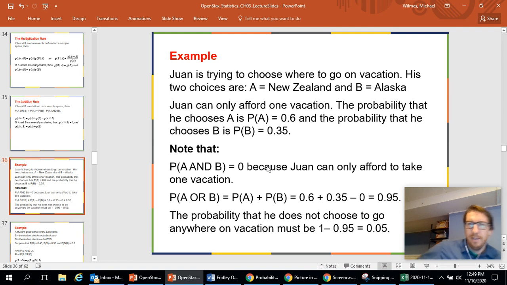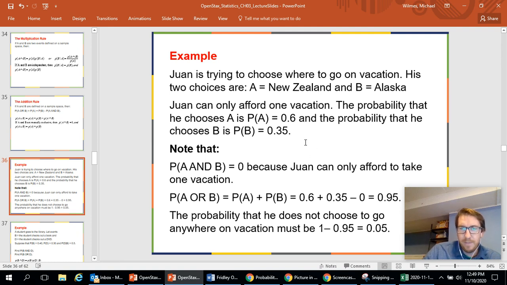All right, let's look over some examples. This person, Juan, is trying to figure out where to go on vacation, New Zealand or Alaska. You can only afford one vacation. Probability chooses A is 0.6. Probability chooses B is 0.35.